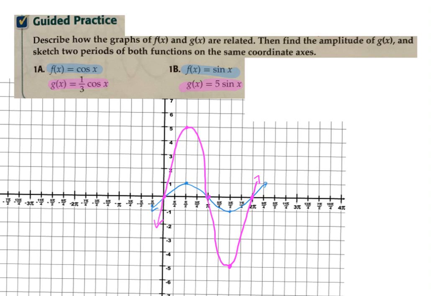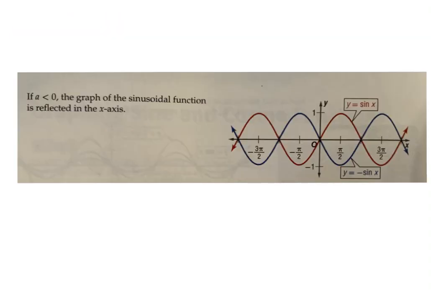5 sine of x. So reflections. Reflections work just like they worked with parabolas. If you had a negative in front of your parabola, what did you know about the parabola? That instead of going up, it would go down, right? Same thing with these functions.